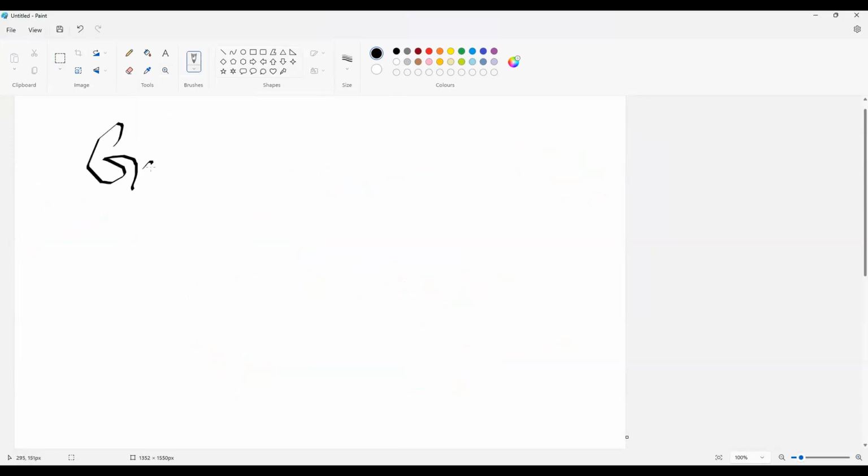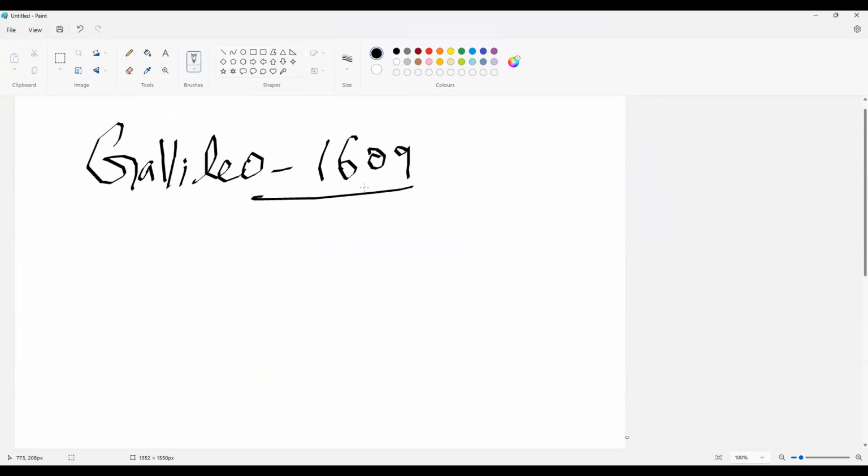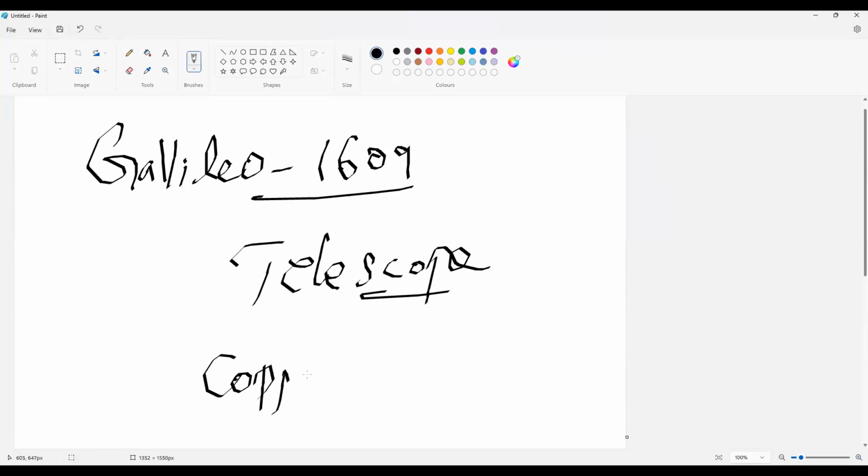Super. Galileo. Am I right? Galileo, in the year 1609. Why did he reject it? Tell me why he would have rejected the Tychonic system. Telescope. Wonderful. So he used the telescope, and after using the telescope, he identified that Copernicus was correct.